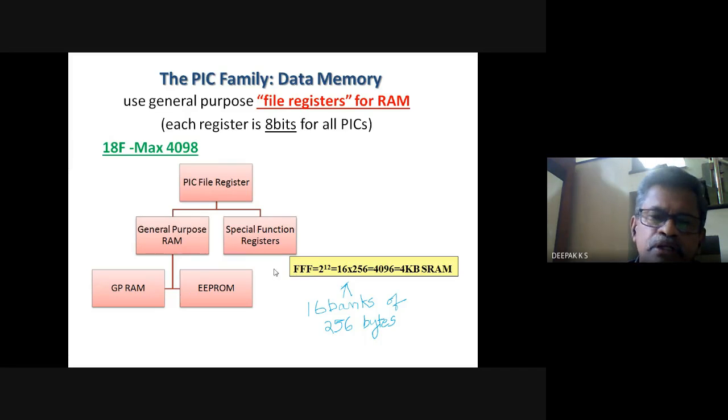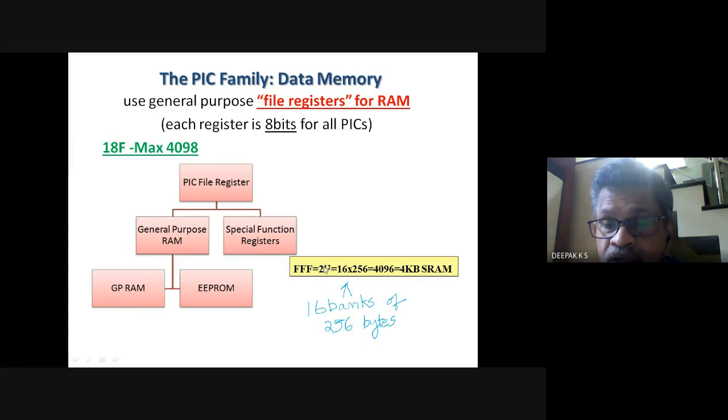As I told, there are 12 bits in the address line to address the location of the memory. 12 lines are there, which means FFF is the maximum. FFF is 4096, and it is also referred to as 4K bytes, kilobytes. This is static RAM, and this 4096 bytes of memory, which is the file register, is divided into banks, 16 banks of 256 bytes.